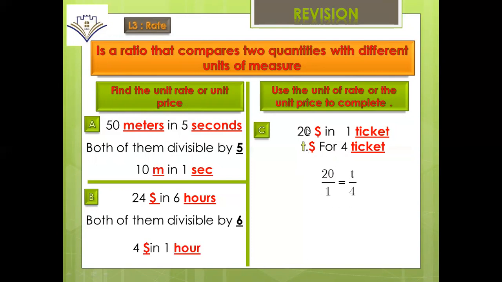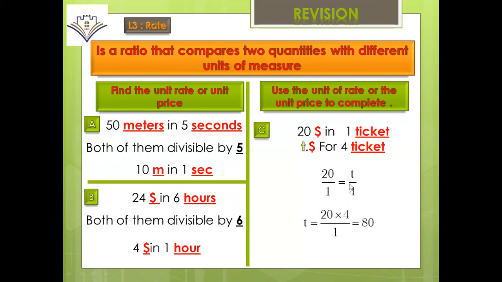20 to 1, and T to 4. How to get 4? Look at the cross. 1 became 4. 1 multiply 4 equals 4. Then 20 multiply 4 equals 80. This is our first way.